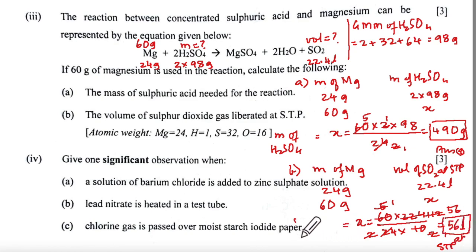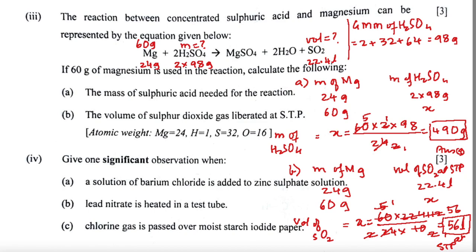Here we can write volume of SO2, and that is our third answer. This will be for 3 marks. So you will probably get marks for writing this properly and then finding the calculations correctly. 490 grams and also 56 liters, that will give you 1 and 1 mark.